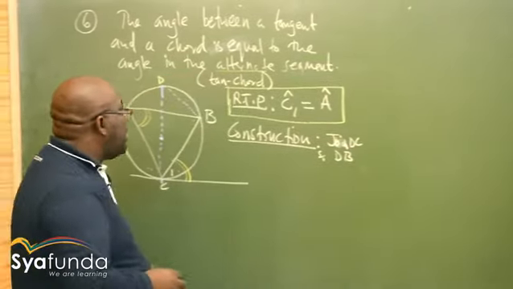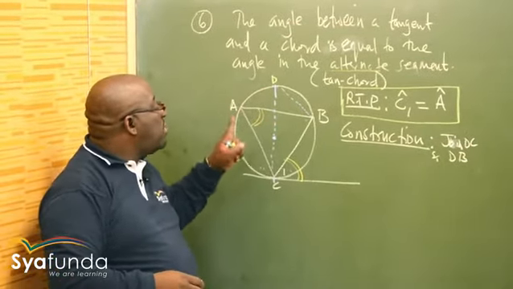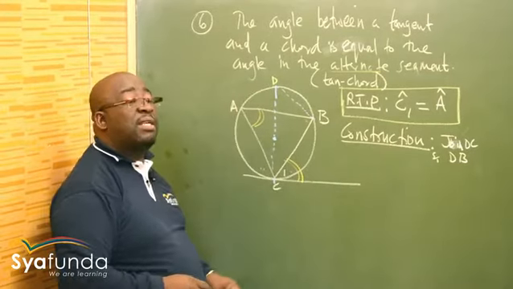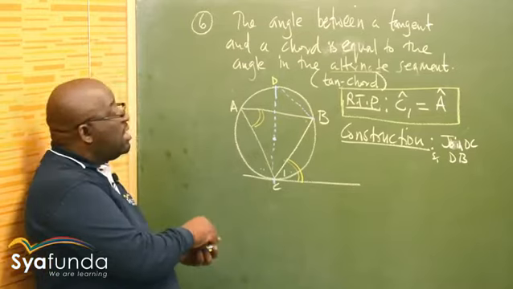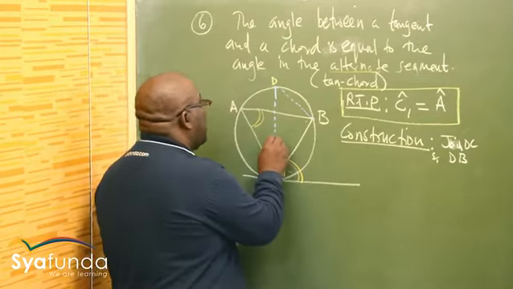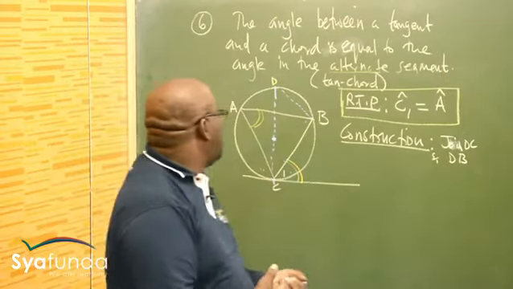Right, join DC and DB. That's what we've joined. We've joined this line and that line. But the way that we join it, it should be such that this line DC passes through the center. If it doesn't pass through the center, we're going to experience problems. So make sure that it passes through the center of a circle. Why? Because I want to use the other theorem in order to help me.